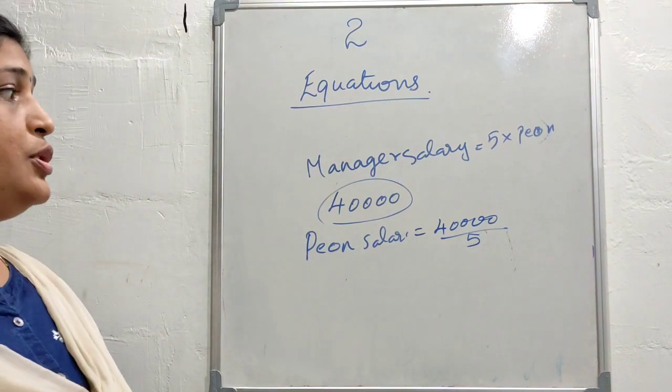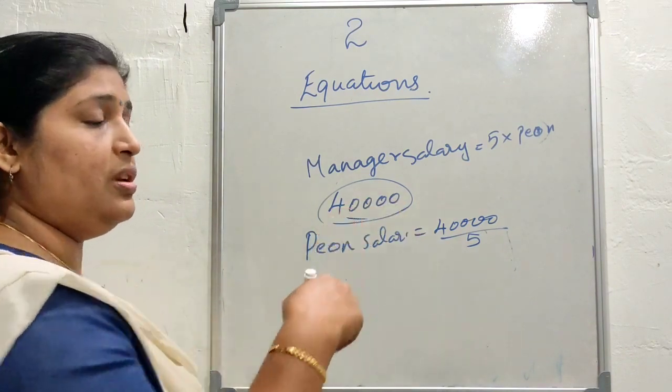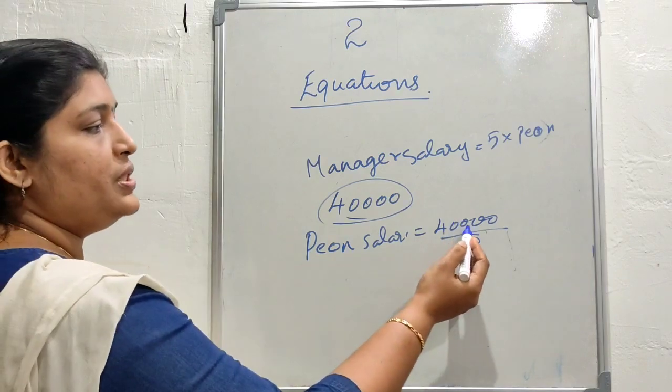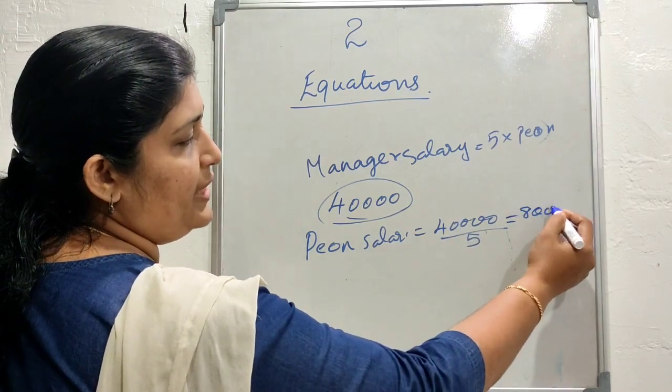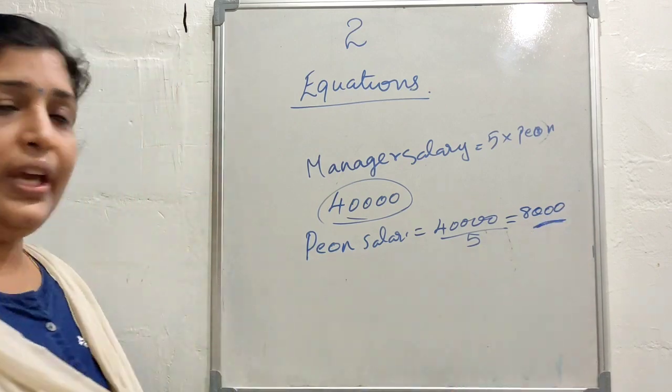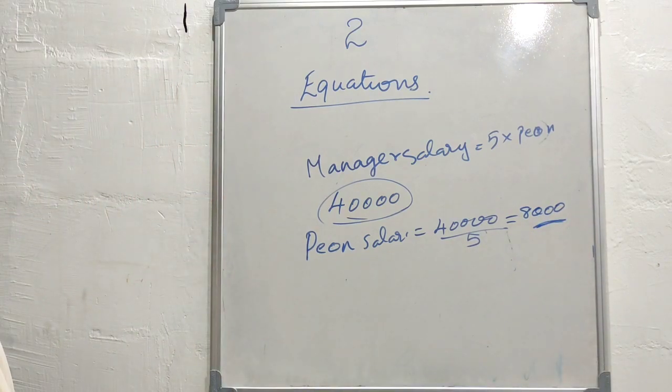5 times a number is 40,000. Which is that number? 40,000 divided by 5. 40,000 divided by 5 is 8,000 rupees. Okay, 8,000 rupees is the salary of the peon.